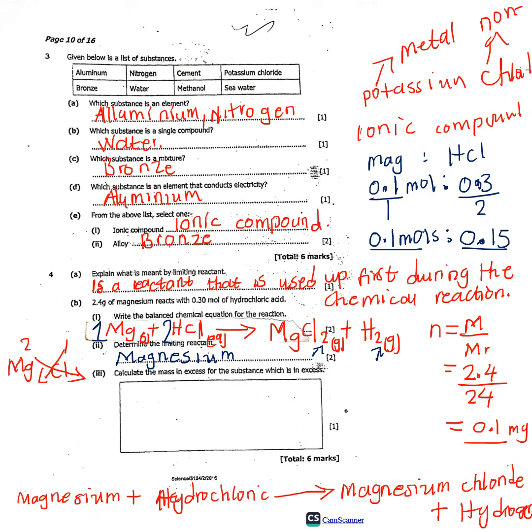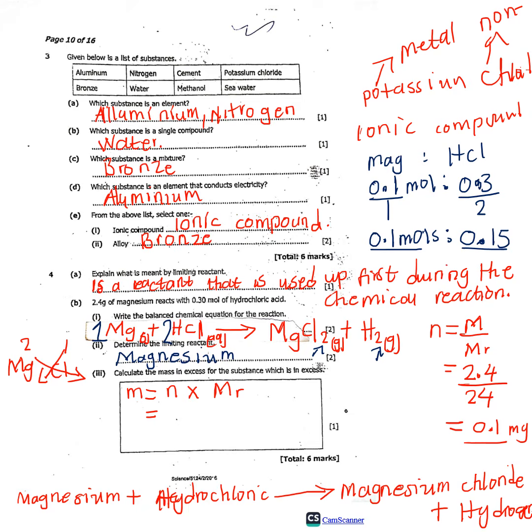Okay, now we can move on to calculate the mass in excess for the substance which is in excess. The substance that is in excess is hydrochloric acid. So now let's find the mass. The mass is equal to number of moles multiplied by molar mass.